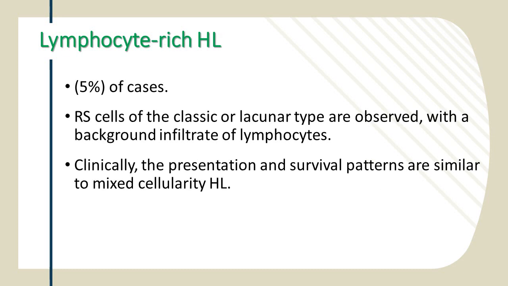The fourth pathologic subtype is the lymphocyte-rich classical Hodgkin lymphoma. It is rare and accounts for about 5% of cases. In such subtype, Reed-Sternberg cells of the classic or lacunar type are observed, with a background infiltrate of lymphocytes. Clinically, the presentation and survival patterns are similar to mixed cellularity Hodgkin lymphoma.